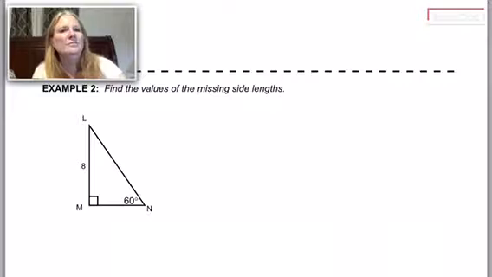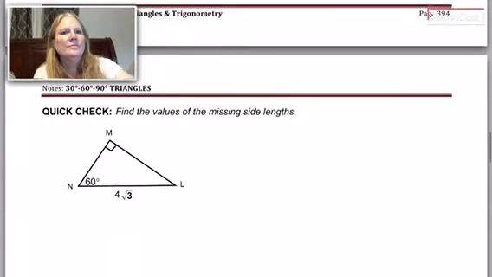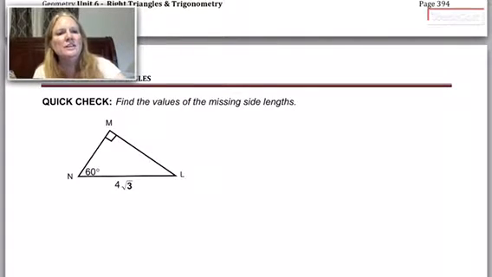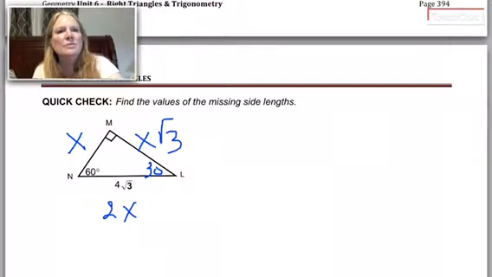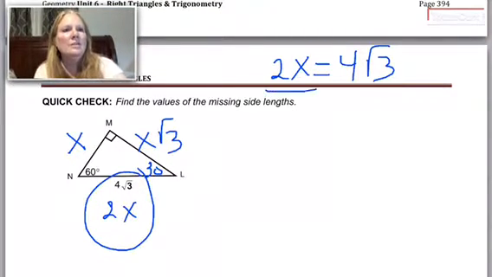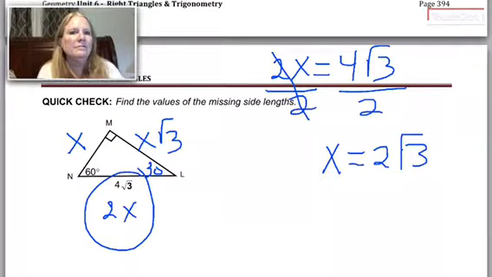Let's look at another one. Hopefully, if you will write these down, they become much, much easier, especially if you will label your picture. So here's my 30. So this is x, this is 2x, and this is x to the square root of 3. So my picture is telling me that 2x is equal to 4 times the square root of 3. I want to find x, so I divide both sides by 2. And x is equal to 2 square root of 3.